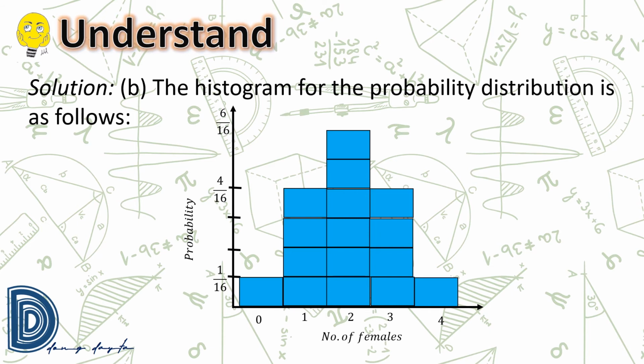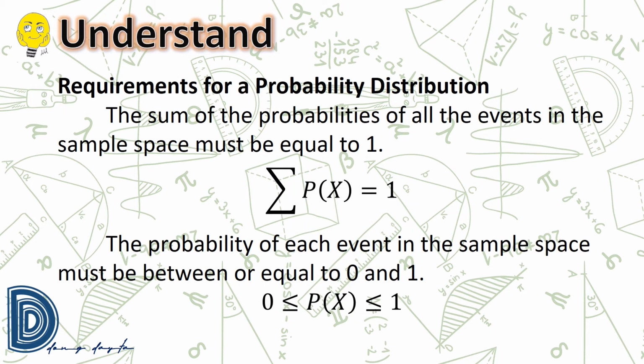The requirements for a probability distribution are as follows. The sum of the probabilities of all the events in the sample space must be equal to 1. So when we add all the probabilities of the values of X, it must be equal to 1. The probability of each event in the sample space must be between or equal to 0 and 1.